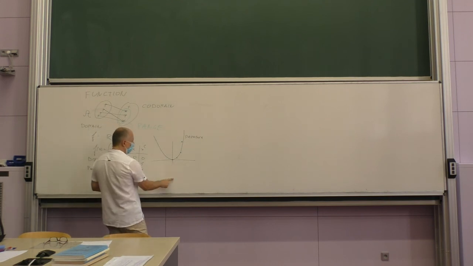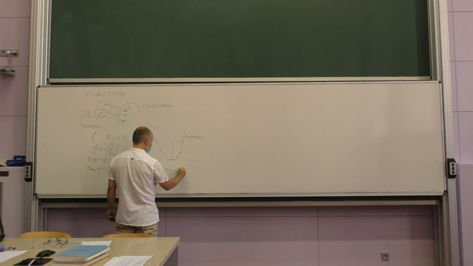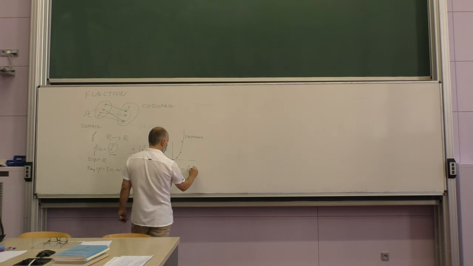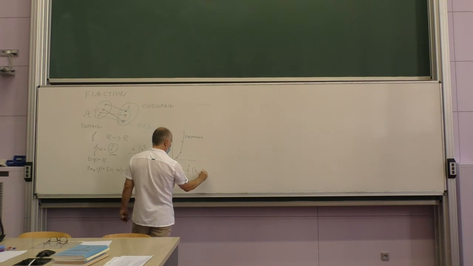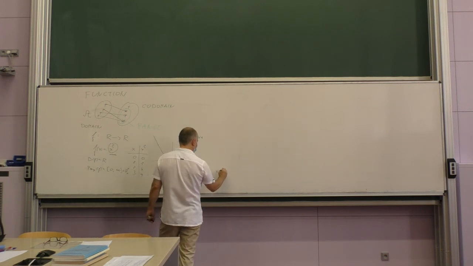In a more precise way, the graph of the function is the set of all the pairs x, f(x), where x is from the domain of definition of the function.